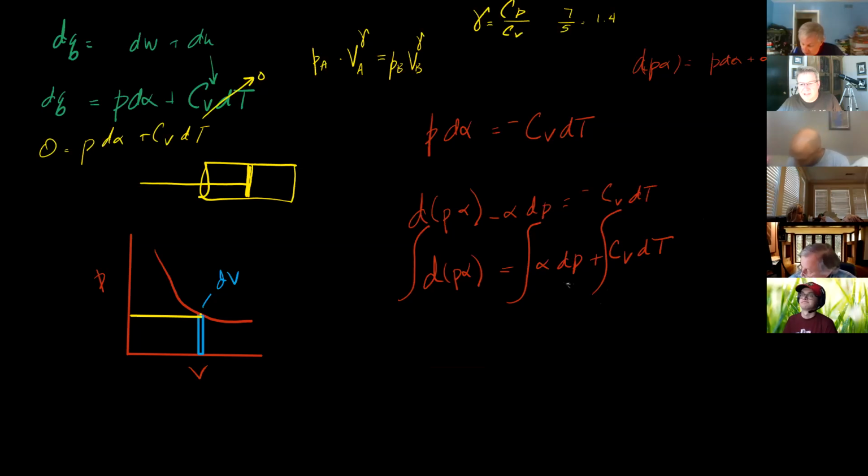Now, what is the easy part of this? Well, the easy part of this is to say, I know how to integrate CV dT. So before I even integrate, let me get rid of this because I want to show you how to get to this point. What do I do over here? Divide by CV.